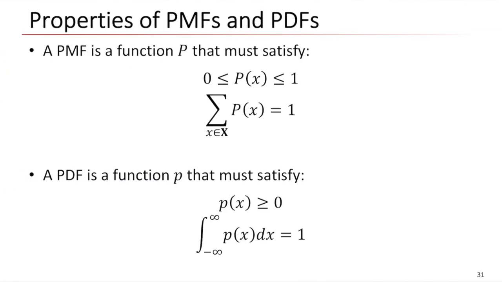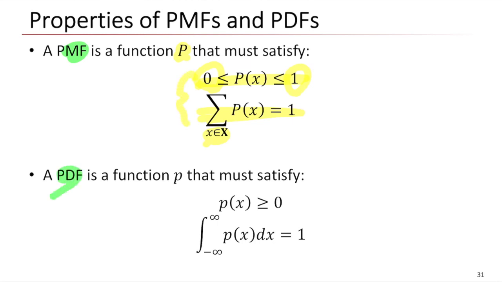So the probability mass function (PMF) is a function P that must satisfy the following. P of x should be larger than 0 and less than 1. The summation of the probability across the whole random variable should be 1, because this is a probability.